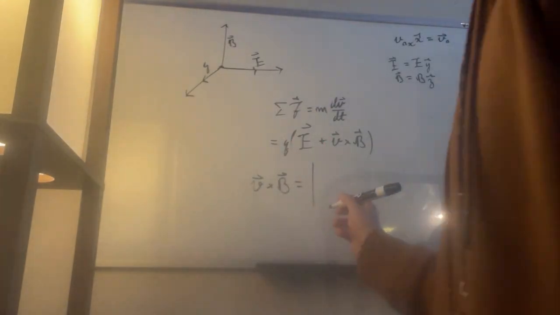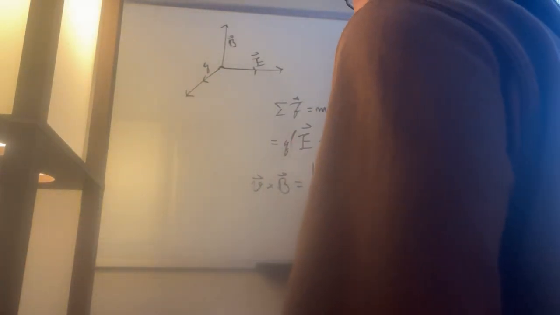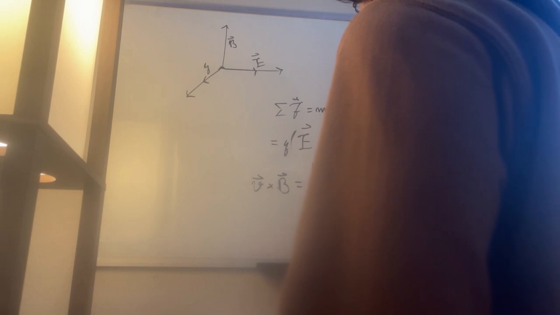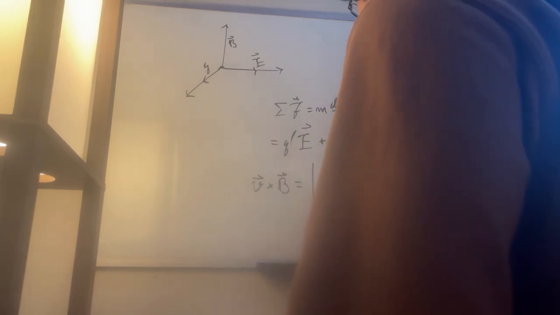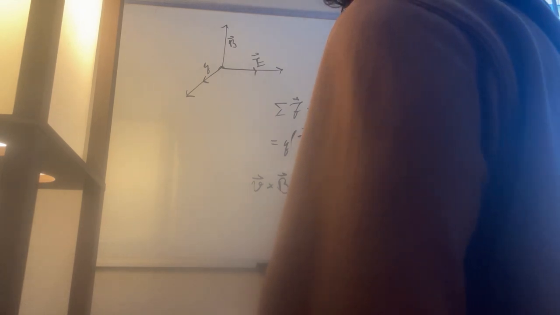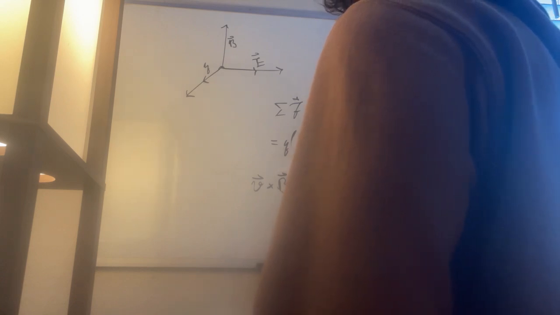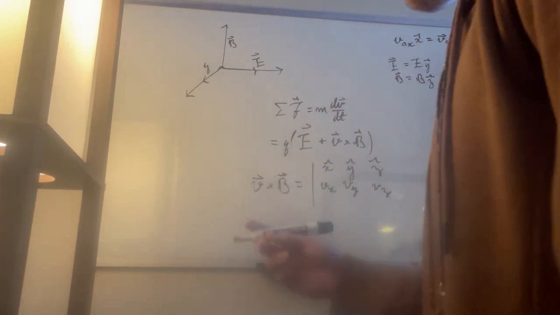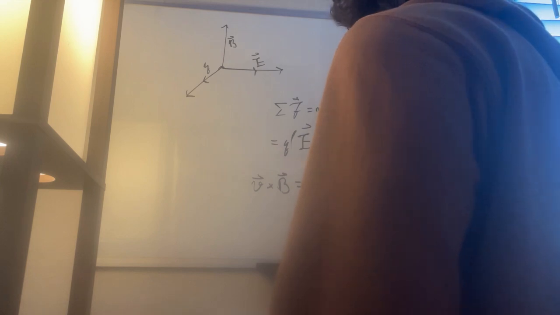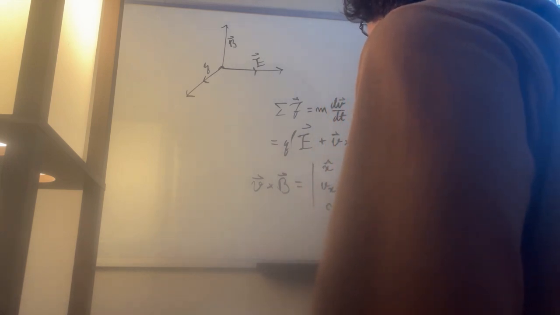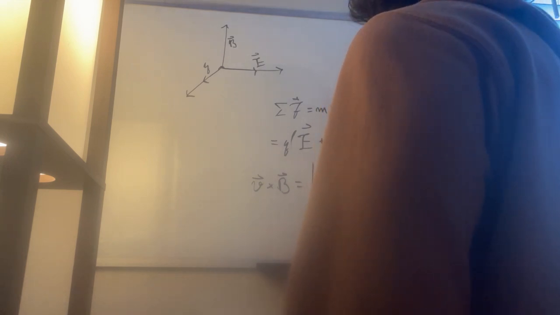So V cross B is equivalent to, using just the determinant definition, x hat, y hat, z hat, and then Vx, Vy, and Vz. Like I said, divided into components, and then we have the magnetic field being 0 in every component except the z hat direction.